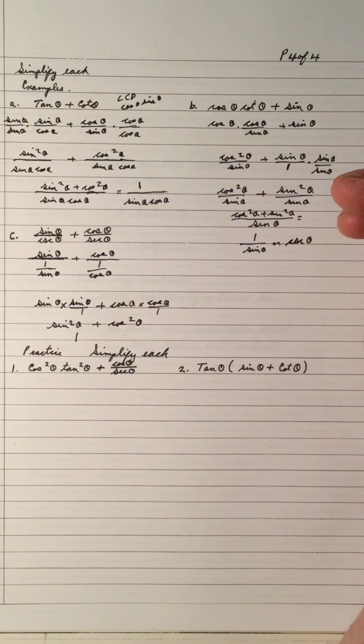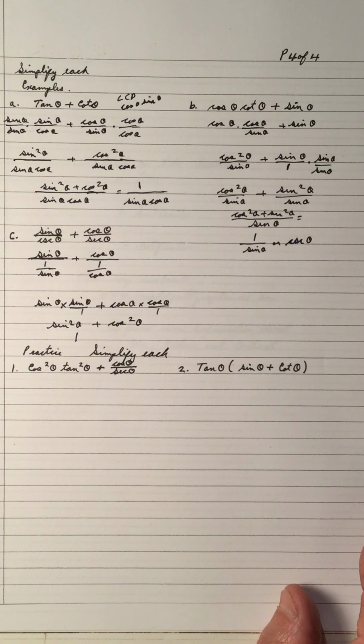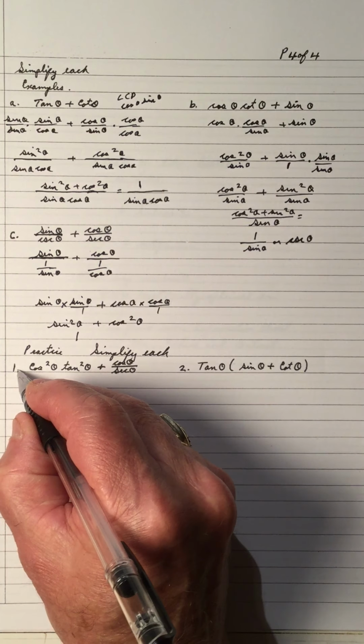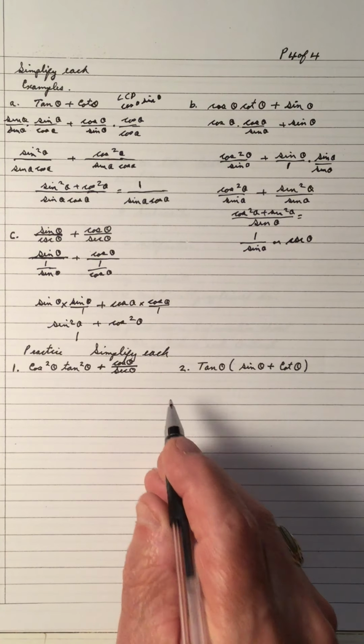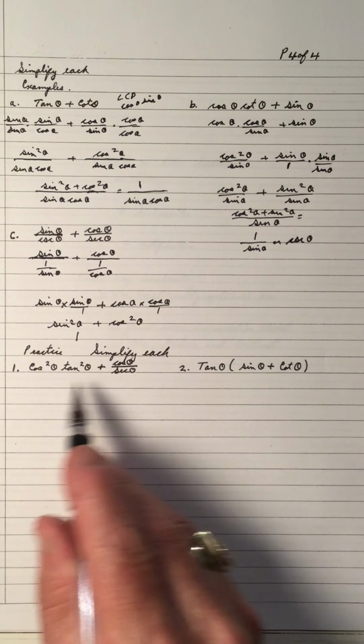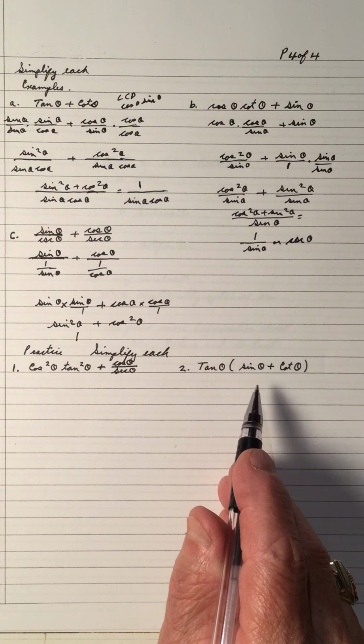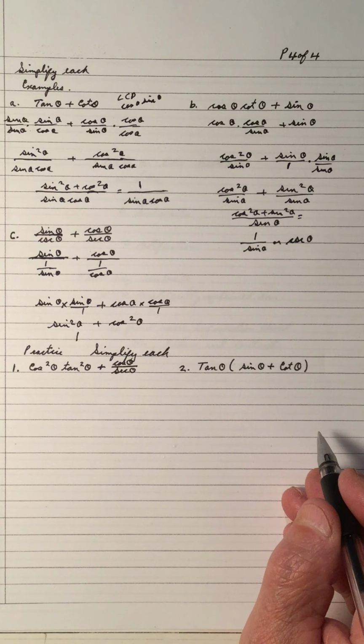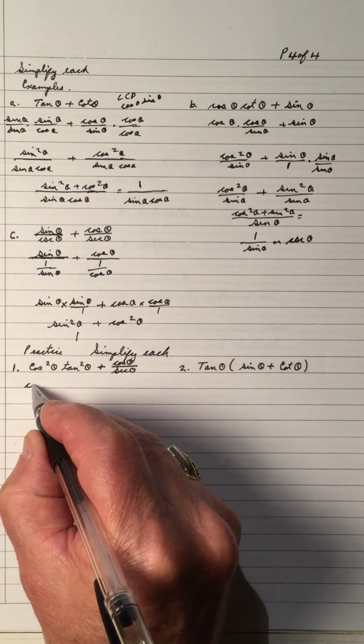And you got that tan is sine over cos. Cot is cos over sine. And secant is 1 over cos. Cosecant is 1 over sine. So the quicker you learn them, the easier you begin to do them. Now we have 2 more for practice. And practice means pause the video and see if you can work these out to get a simpler answer. Here we go.